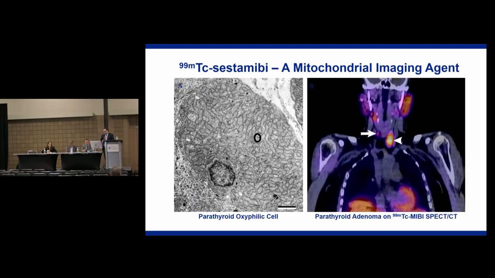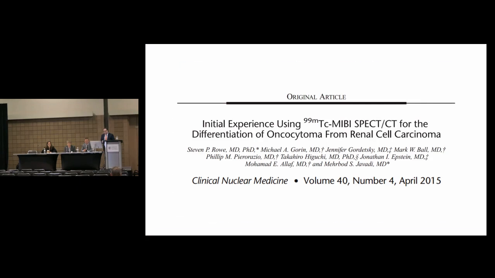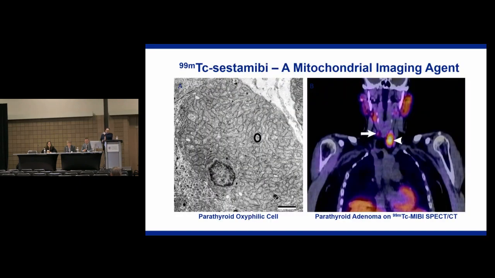So what is Sestamibi used for clinically? Most commonly, that's probably parathyroid imaging. Parathyroid adenomas contain oxyphilic cells. These oxyphilic cells, just like oncocytomas, are jam-packed with mitochondria, and our colleagues in endocrine surgery use this test to help localize parathyroid adenomas. It also has an indication for imaging breast tumors, and it's also very commonly used for myocardial nuclear stress testing of the heart.